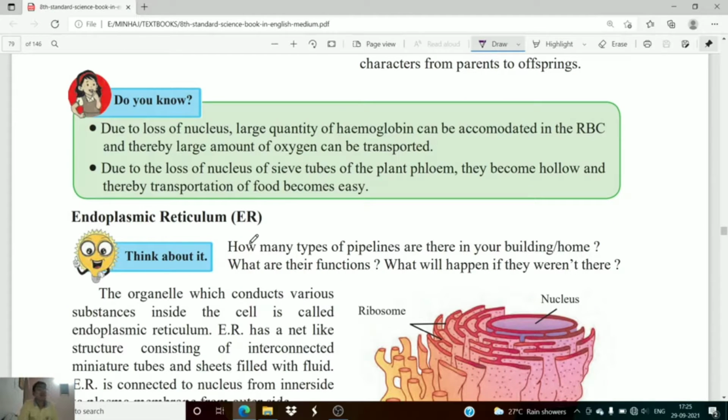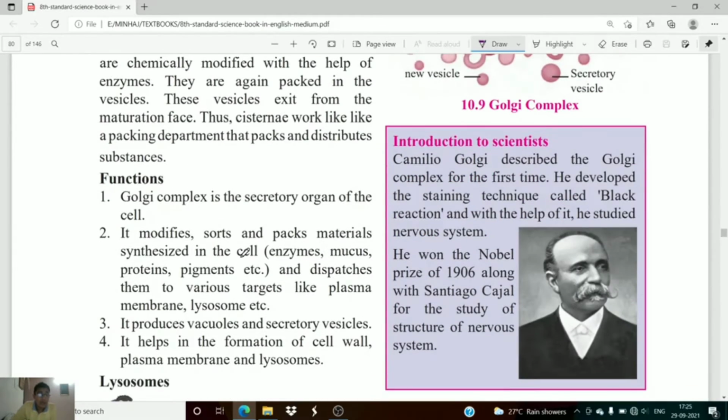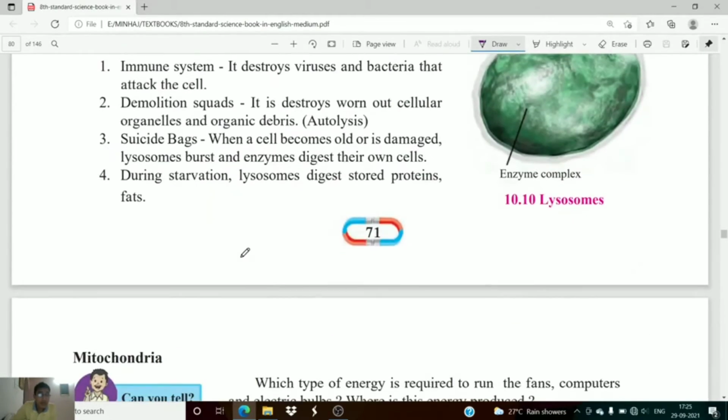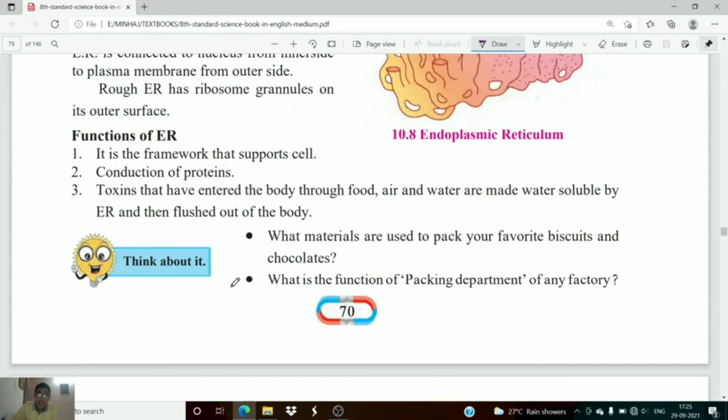We are learning chapter number 10, that is cell and cell organelles. In our previous lecture, we have studied one of the important cell organelles, and that was the nucleus. Now we are going to discuss the other cell organelles, which are again important for the cell. Those organelles are endoplasmic reticulum. Then we will see the Golgi complex. Then we are going to discuss lysosomes and their functions. Then we will also study mitochondria and so on. Now let us see what is endoplasmic reticulum.